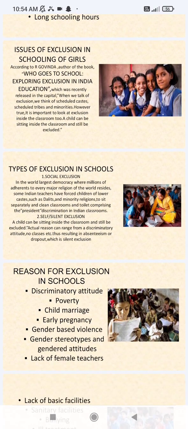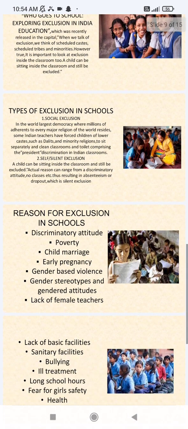Social exclusion. In the world's largest democracy, where millions of adherents to every major religion of the world reside, some Indian teachers have forced children from lower castes such as Dalits, and minority religions to sit separately and clean classrooms and toilets, compromising discrimination in the Indian classroom. Silent exclusion: a child can be sitting inside the classroom and still be excluded. The actual reason can range from a discriminatory attitude in classes, resulting in absenteeism or dropout, which is silent exclusion.